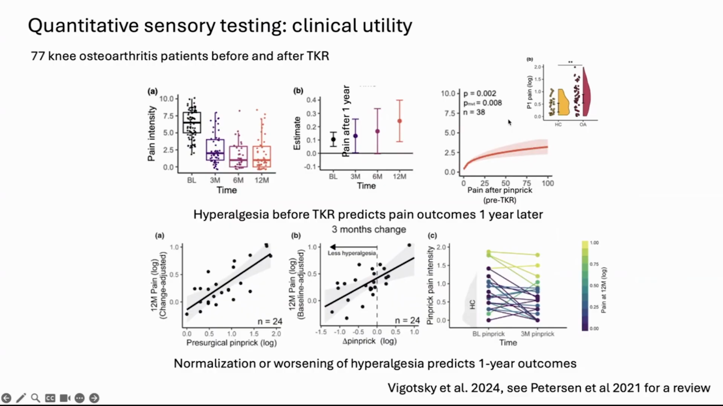And perhaps more importantly, we also assessed secondary hyperalgesia through pinprick stimulation 3 months after the surgery. And what we found was that patients whose hyperalgesia normalized after the surgery were the ones more likely to report less pain 1 year later, while patients reporting either the same or even higher hyperalgesia after the surgery were the ones that were likely to develop chronic post-surgical pain. So this tells us that using these kinds of tools, we can indeed predict outcomes in these subjects.